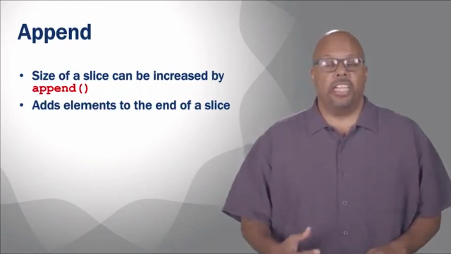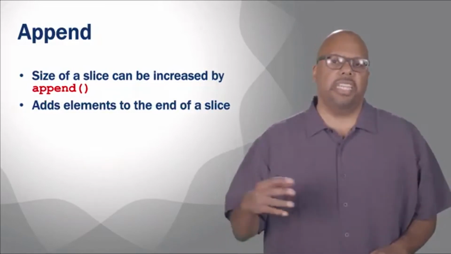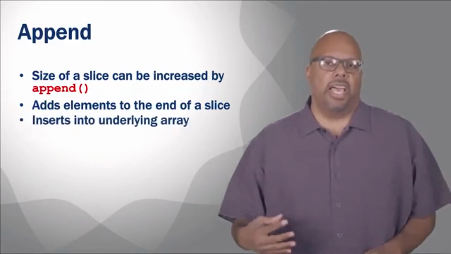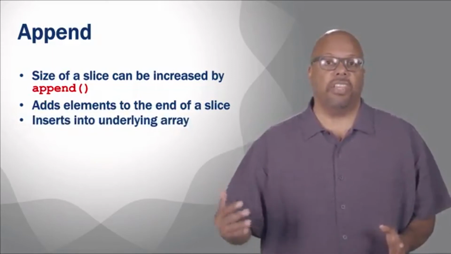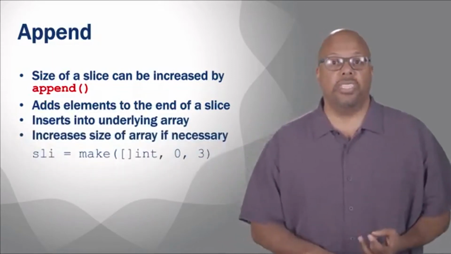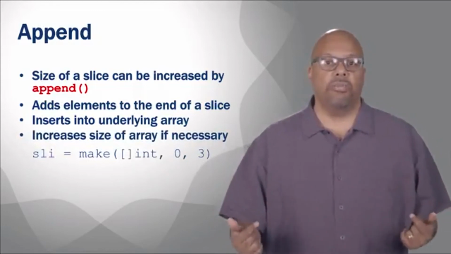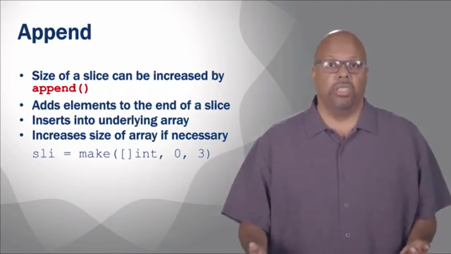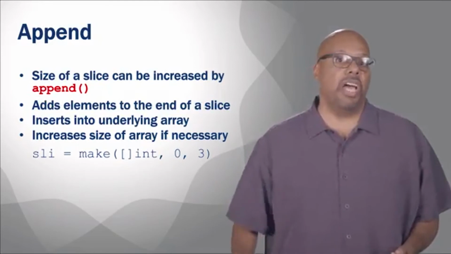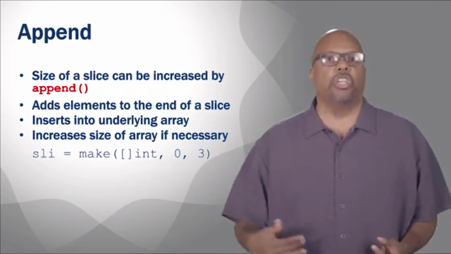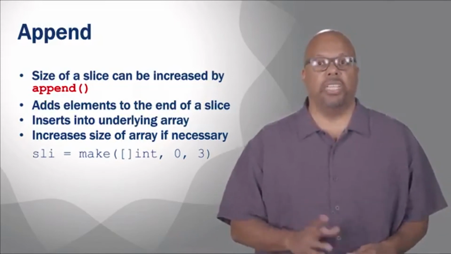So with append, you can add one or more elements. In this case, we'll do one, but it adds the element to the end of the slice. Which means it inserts it into the underlying array. So it increases the slice up to the capacity of the underlying array, and it increases the size of the array if necessary. So if you reach the limits of the array size, it'll make a new underlying array that's bigger. So append never has to stop appending. You can continually append even beyond the size of the array. It'll just increase the size of the array. You don't want to do that. There's a time penalty for that, but it'll do that.